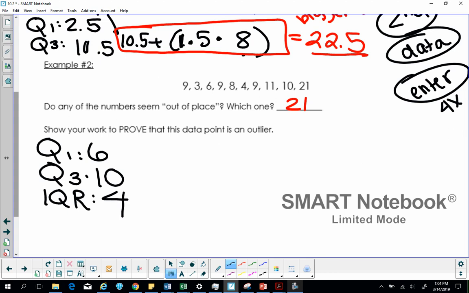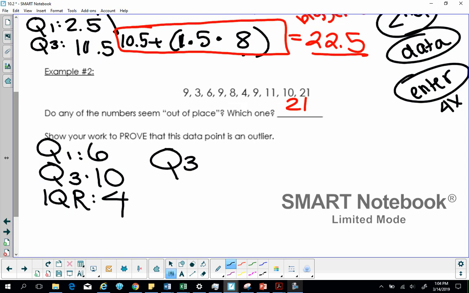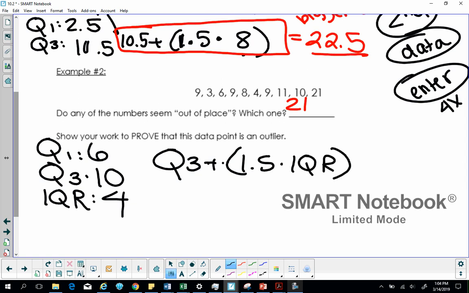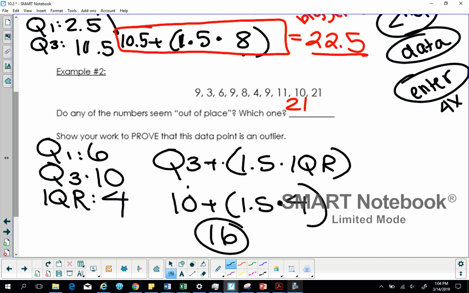Yeah. And so since 21's a big number, I'm using this formula. Well, it's 1.5 times IQR. So what was your Q3? 10. So I'm doing 10 plus 1.5 times 4. So that was my IQR. What do you get? 16? Are any of those numbers bigger than 16? No. Any of these? Which one? 21. So that is an outlier because it's bigger than 16. That's what that stands for. Does that make sense? Okay, let's try another one.